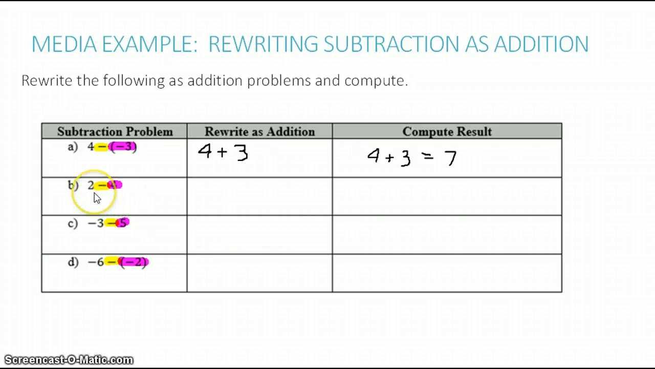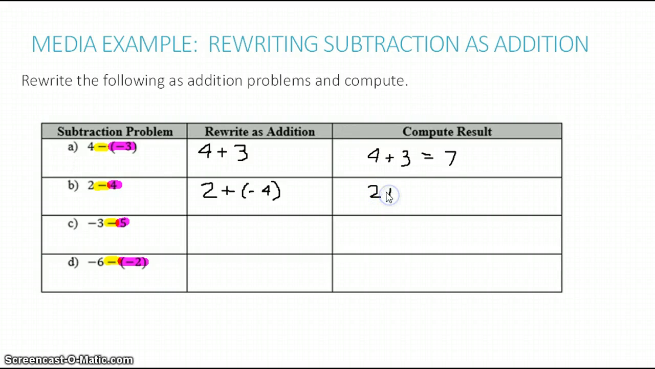Let's look at the next one. 2 minus 4. So we keep the first number, 2. We're going to change the subtraction to addition, plus, and we're going to change the +4 to a -4. And I'm going to put that -4 in parentheses so we can distinguish it from the operation of addition. Now let's compute the result.